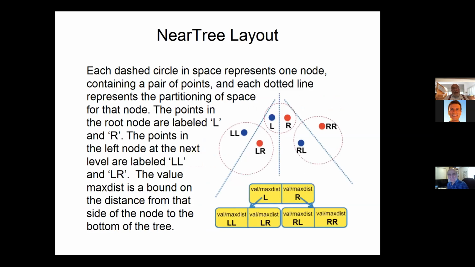A near tree is a very, very simple tree. It's also called a bisector tree.